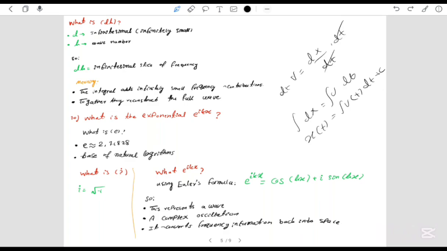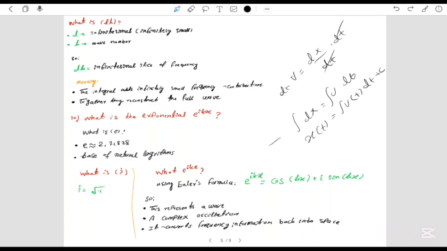Okay, what is the exponential e to the ikx? So what is e? e is approximately 2.71828, the base of natural logarithms. What is i? I know all of you understand i is the square root of -1, right? What is e to the ikx? It comes from Euler's formula: e to the ikx equals cosine of kx plus i sine of kx, right? So this represents a wave, a complex oscillation. It converts frequency information back into space.